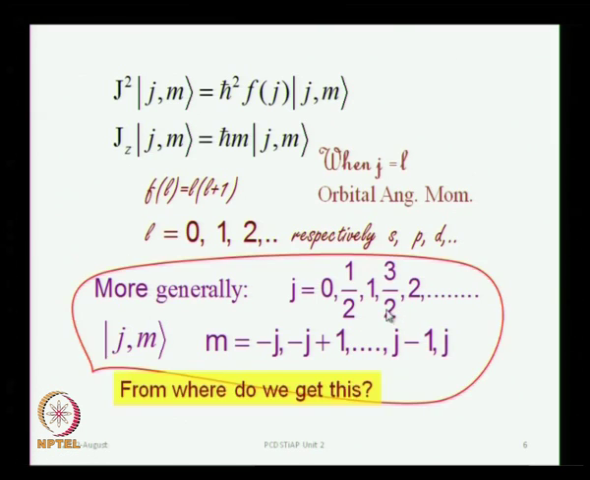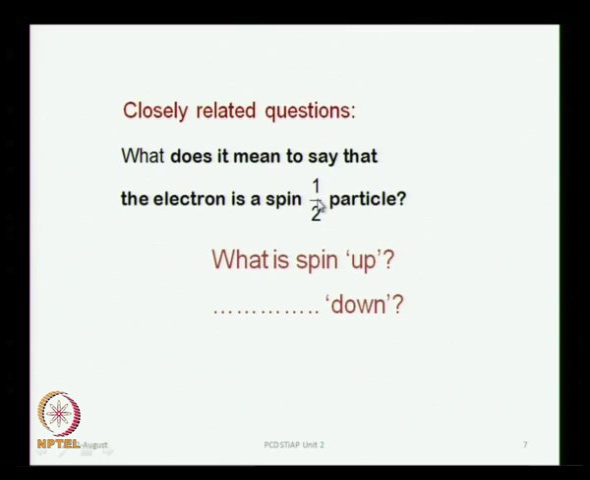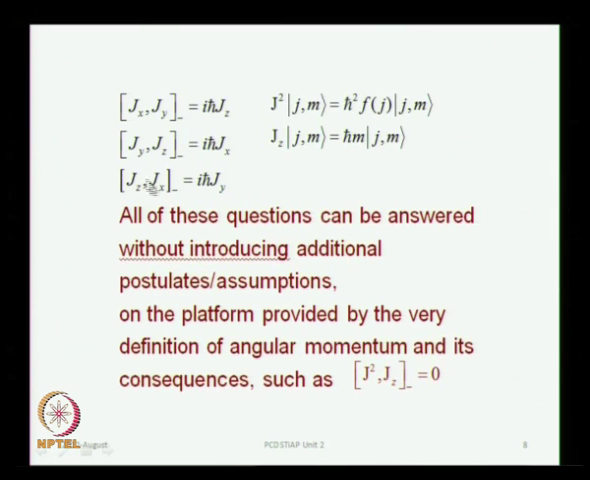There are some related questions as to how we get this. When we say that the electron is a spin half particle, what exactly do we mean by this? What does it mean to say that the spin is up and the spin is down? These are some related questions, and we will look for very rigorous answers to these questions, and all of these questions will be answered based on this very simple defining relationship. Nothing else is needed; you do not have to make new assumptions or additional postulates.